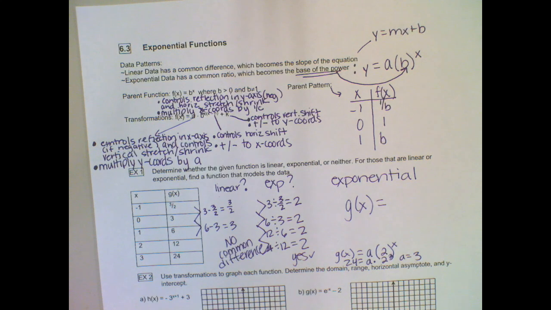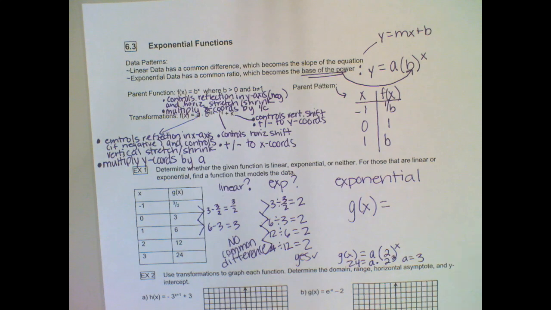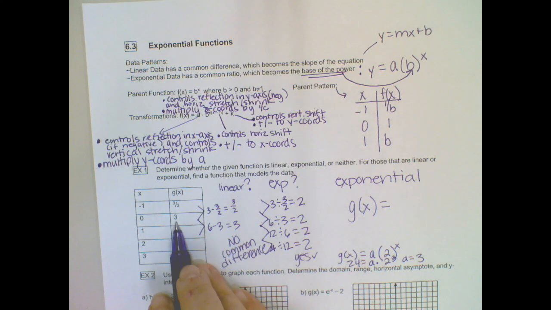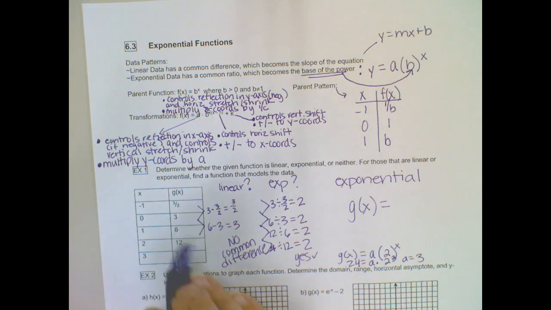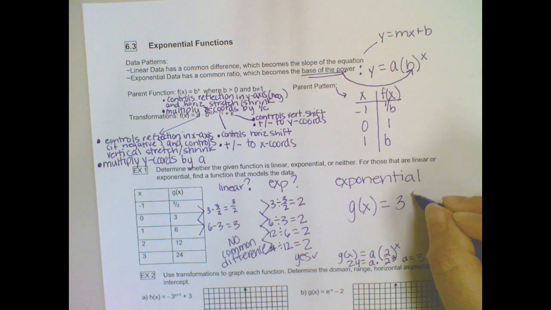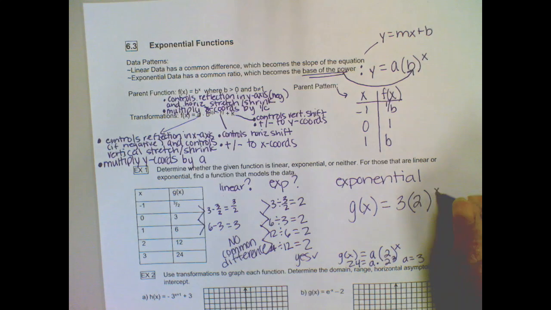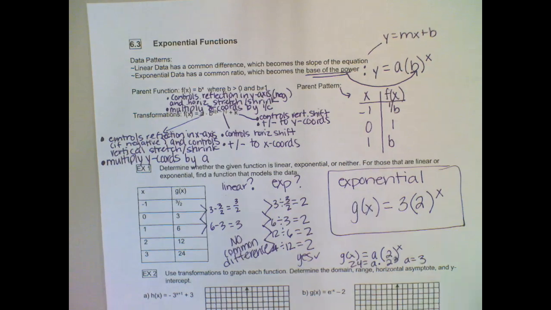But the shortcut is that as long as we're not doing something with shifts, which this type of problem, they're not going to give you something like that, then your a value should be when x is 0, or your y-intercept. So 3 times, and we confirmed it here, the common ratio is the base raised to the x power. So that would be our equation there.